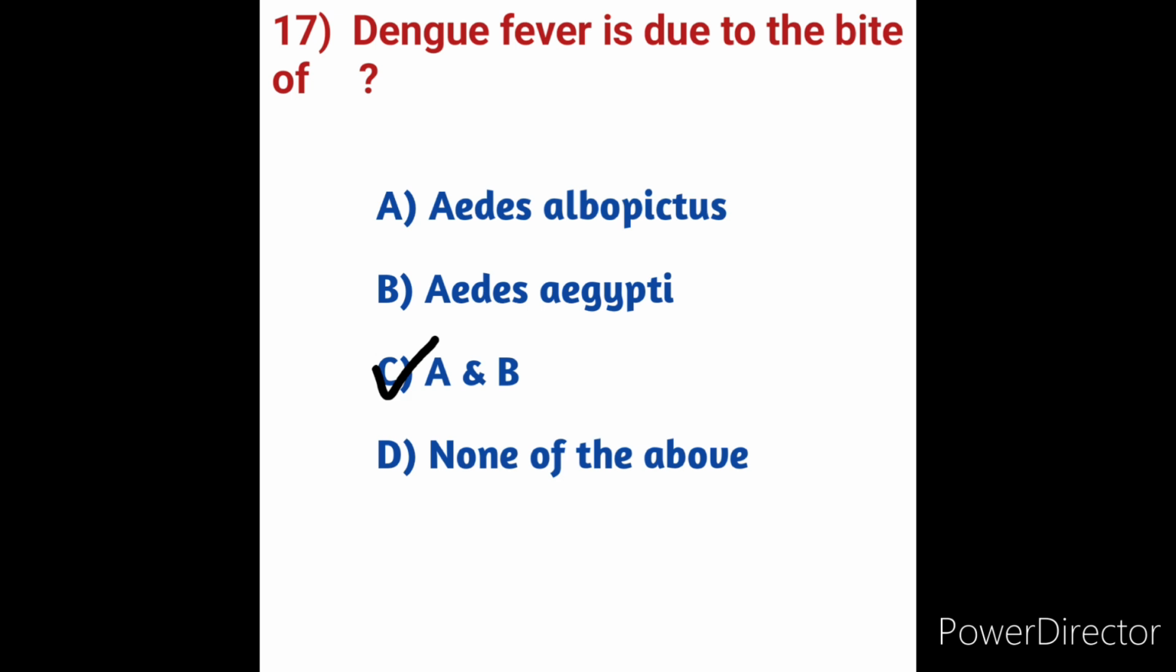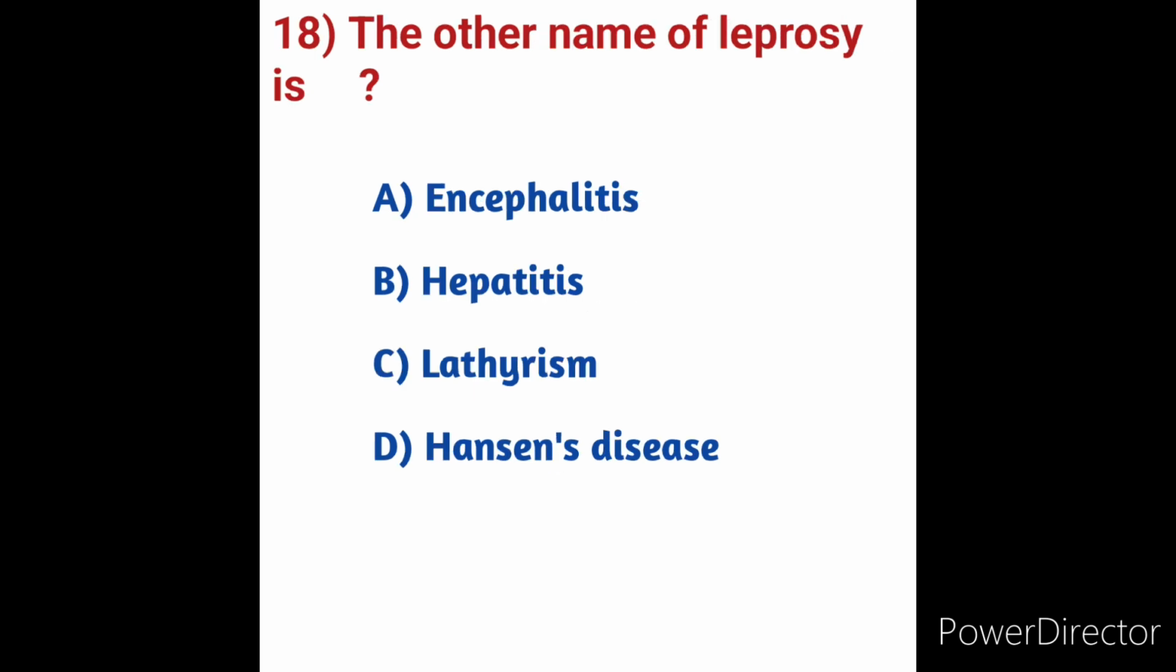Next we will move on to question number 18. The other name for leprosy is? We will see the options. Option A, encephalitis. Option B, hepatitis. Option C, lathyrism. Option D, Hansen's disease.